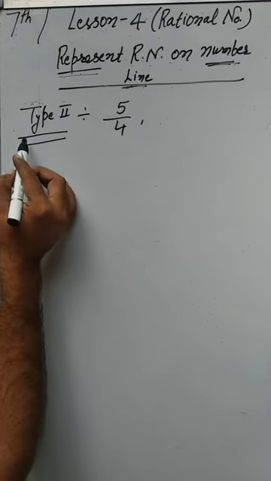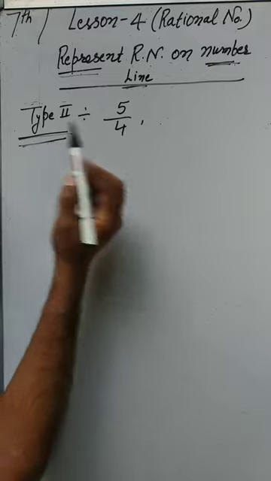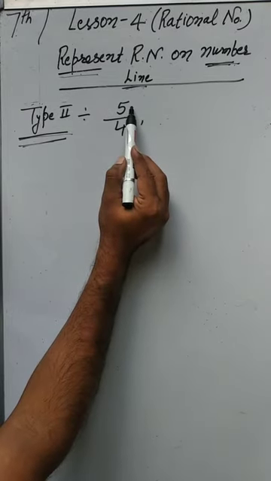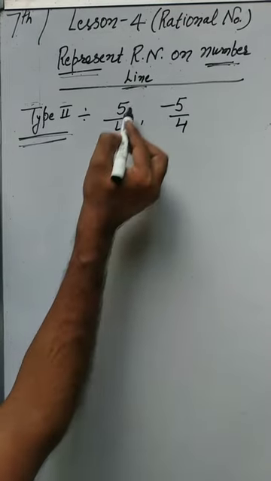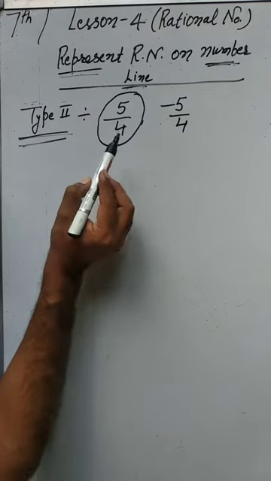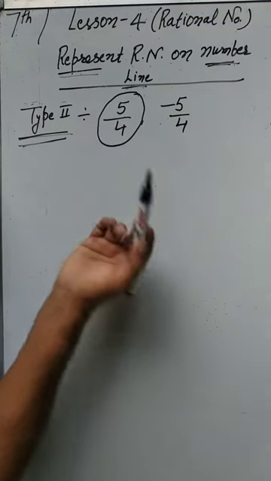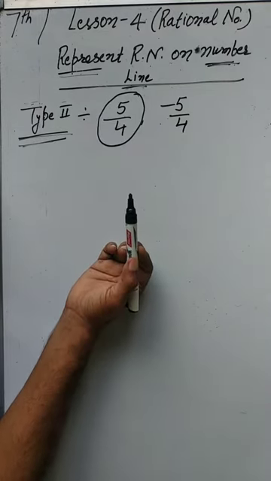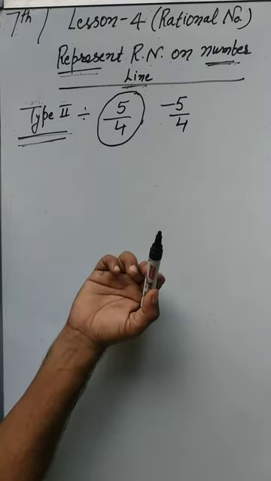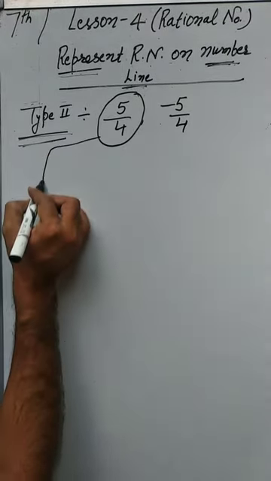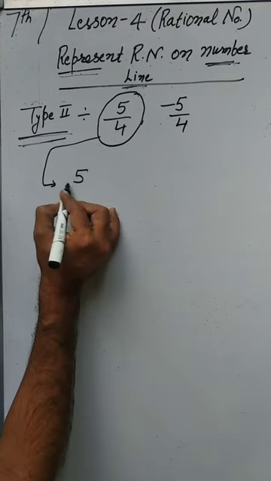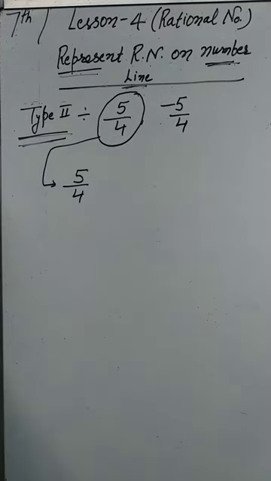Now, beta, the second type of question: you have seen rational numbers in which the numerator is greater than the denominator, positive and negative. How do we represent these rational numbers on the number line? Like I want to represent 5 upon 4 on the number line.